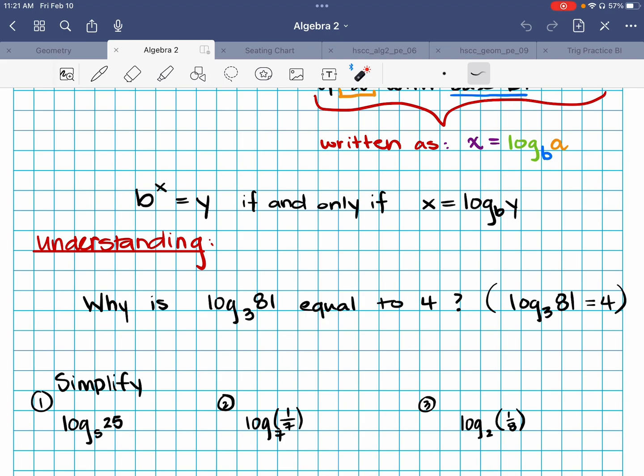I'm recognized differently. So this exponent right here can also be viewed as the logarithm. So the exponent can also be viewed as the logarithm.